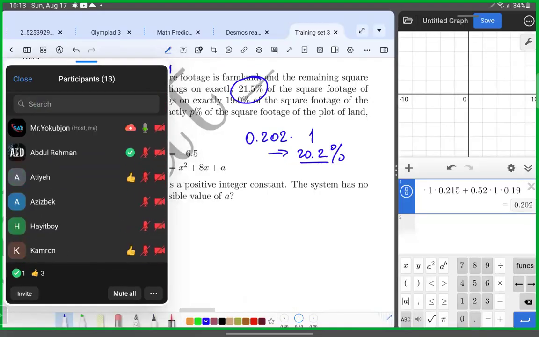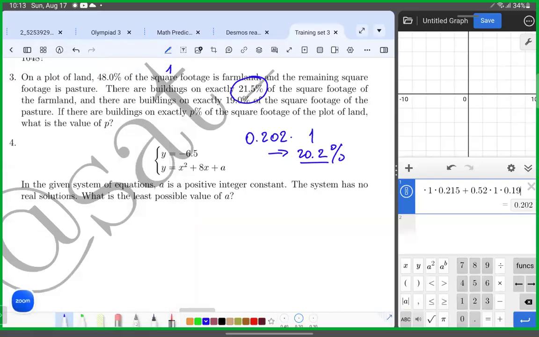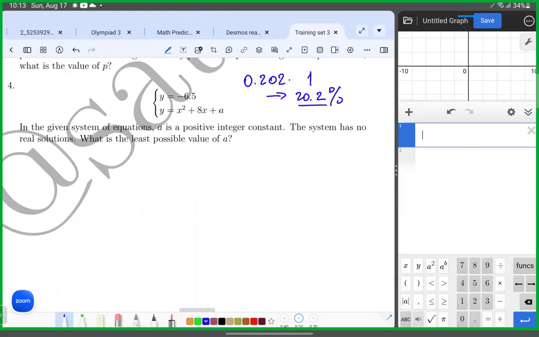Thank you. Let's continue. The next problem is, guys, if you have questions, you can ask me as well. Okay, the next question. You are given a system of equations. The system has no real solution. What is the least possible value of a?